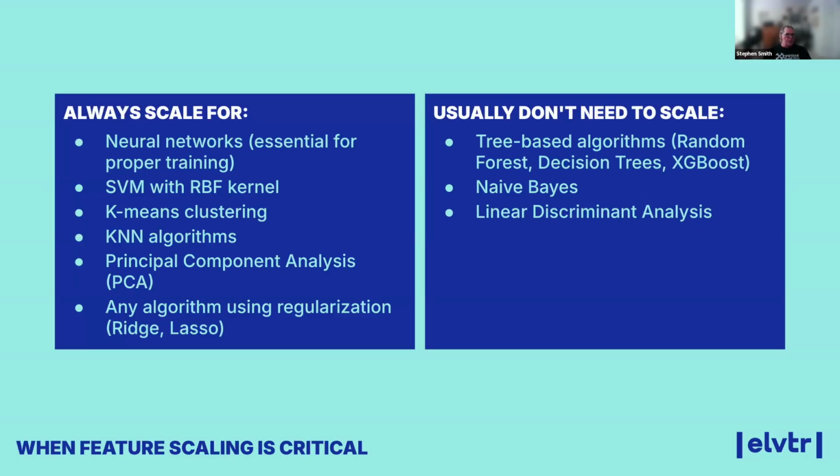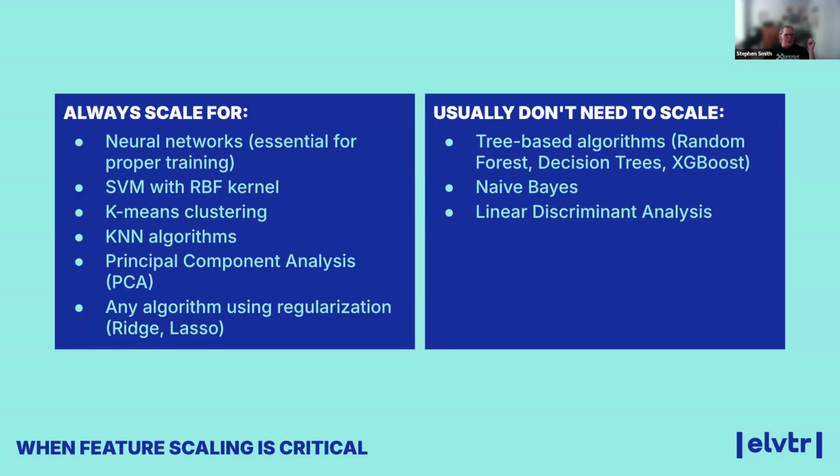So let's start with the always-scale group. These will always fail or perform poorly without scaling. I think I misspoke. I think I said for neural networks you don't have to scale, but you do. So neural networks, you should scale. A way to describe it is, if you had a maze and all the slots in the maze were a different size, that would be like a neural network trying to get a result without scaling.